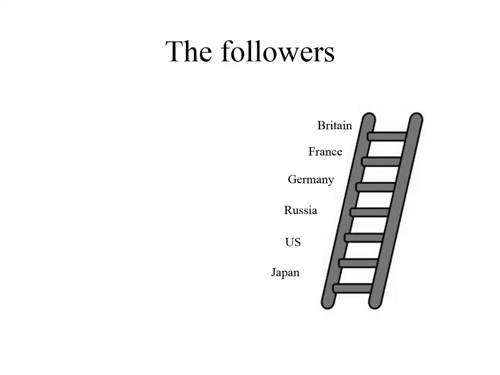Now, we talked about the British Industrial Revolution. Now let's talk about the other countries that followed Britain, the followers, the late industrializers. The case of France, Germany, Russia, US, and Japan. This mainly happened in the late 19th century, beginning of the 20th century.